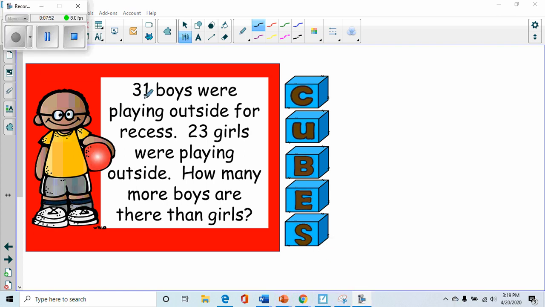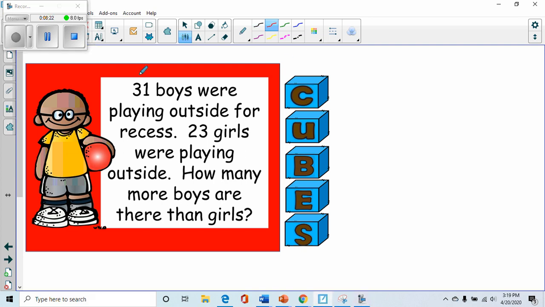Let's read this one together. 31 boys were playing outside for recess. Visualize those. 31 boys. 23 girls were playing outside. Visualize that. Think about it. So there are more boys than girls outside. The question is, how many more boys are there than girls? Let's use that cube strategy.